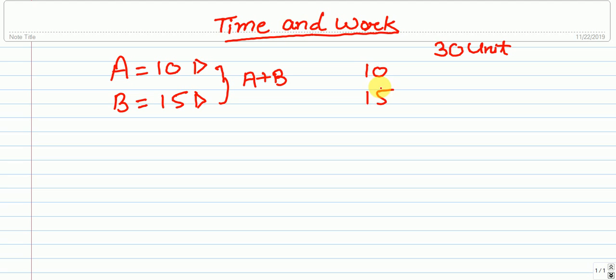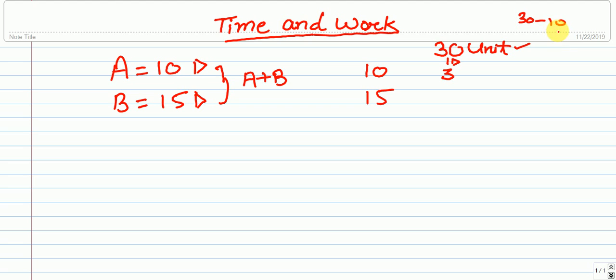Now you know that A takes 10 days to complete this 30 unit of work, so here I will calculate 1 day's work. In 1 day, how much work will he complete? That is 3 unit. Why 3? Because he will complete 30 unit in 10 days. We are following the unitary method: 30 unit in 10 days.